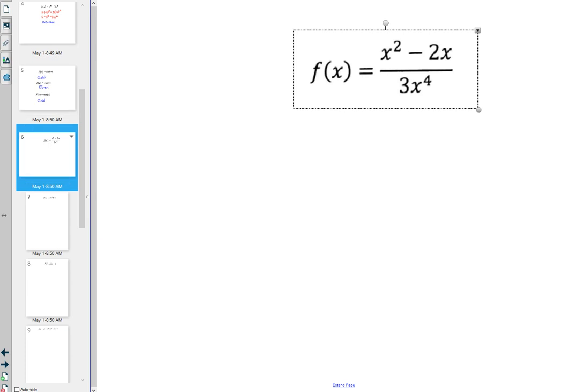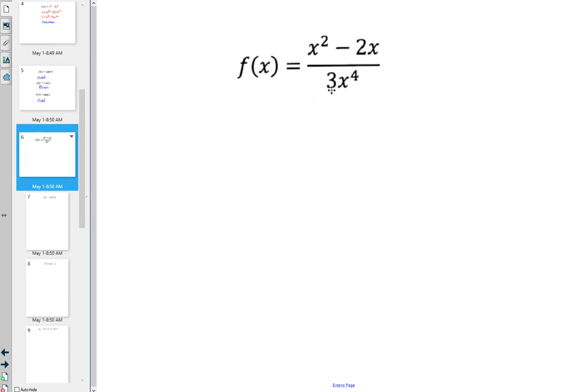Okay, maybe you heard me mumble the word rational function here. This is a rational function. Anytime you have a fraction that has a variable on the bottom, that means it's rational, but we can still test it the same way. So let's check f at negative x. So we will go negative x squared minus 2 times negative x over 3 times negative x to the fourth. This is another one that I do not think will show up. I do not think they will give you any of these.